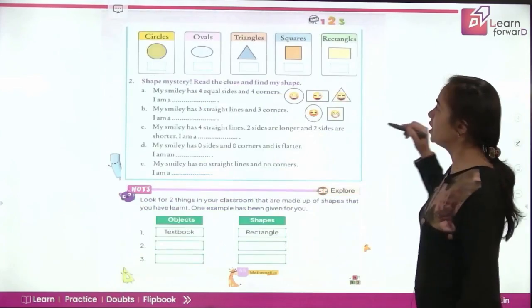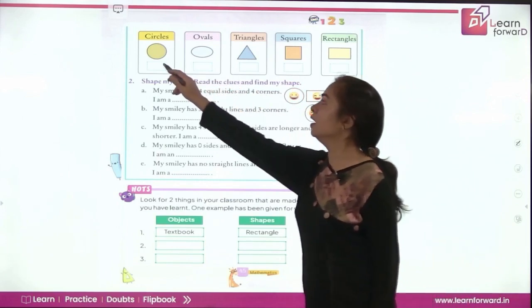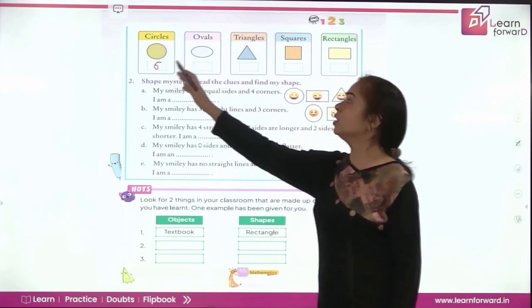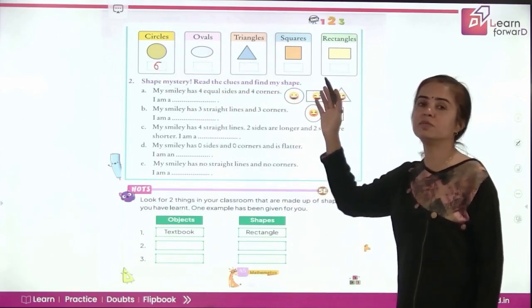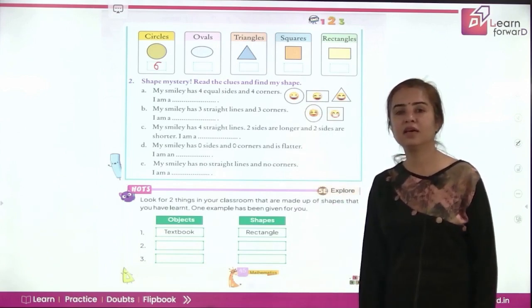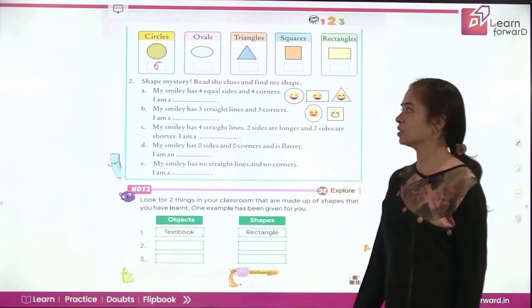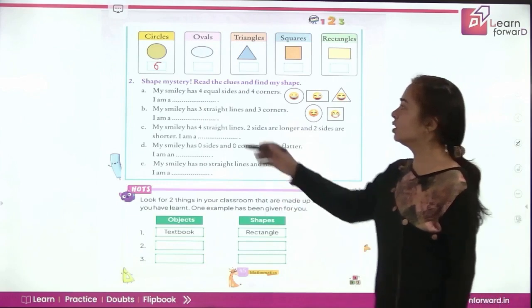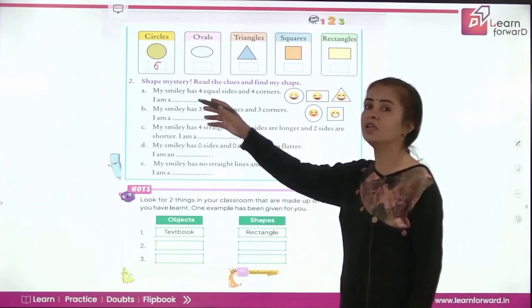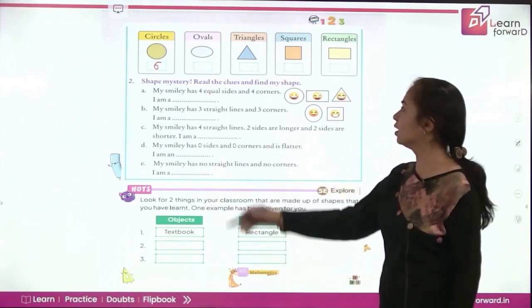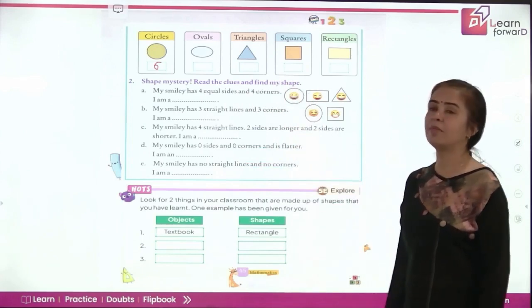So with the shapes, the number is to be written. I'll write 6 here. Similarly, you will be counting the other shapes and write their number in the respective boxes. Now, the second question is a shape mystery. You are going to solve it out, I'm sure. Read the clues and find my shape.